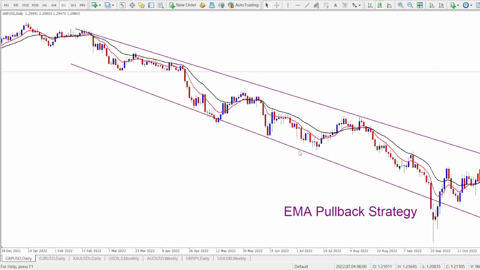When you notice a pullback, look for confirmation signals. This could be a candlestick pattern, such as a pin bar or engulfing pattern that suggests the price is reversing back in the direction of the trend.